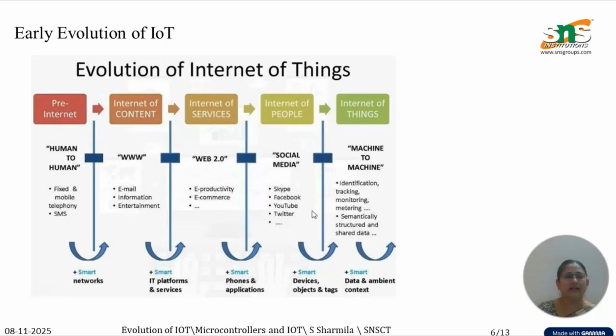Now we see the early evolution of IoT. The foundational idea of IoT goes back to the 1980s. One of the first IoT-like devices was a Coca-Cola vending machine at Carnegie Mellon University that reported its stock levels via the internet. In 1999, the term Internet of Things was formally introduced by Kevin Ashton at MIT during his work on supply chain automation using RFID technology. This marked the conceptual beginning of IoT as we know it today.